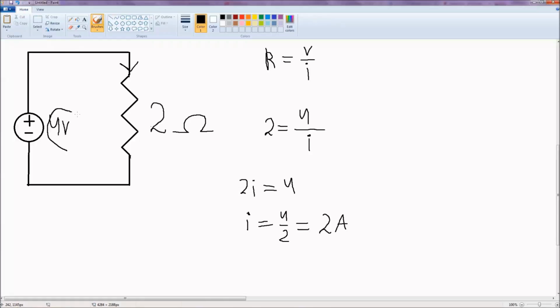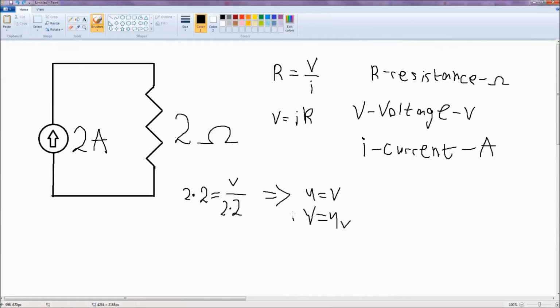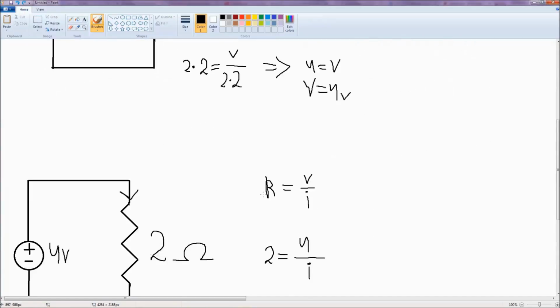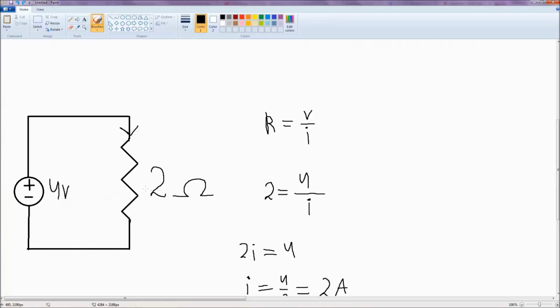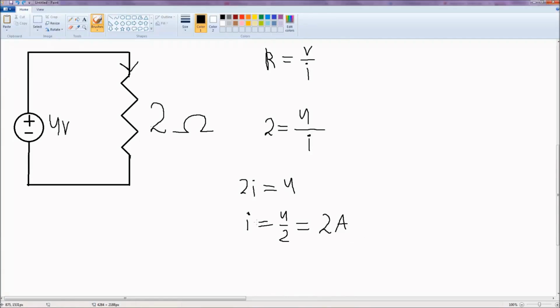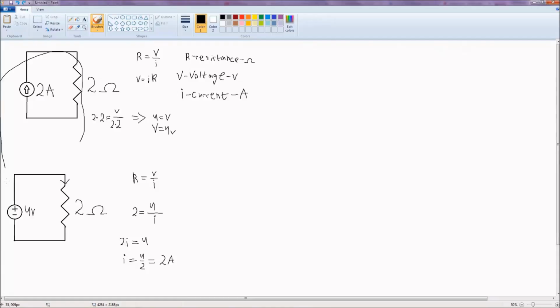And this is basically the same number we got in our previous circuit. As you can see, we have 2 amperes here, hence we got 4 volts, and as we had 4 volts here, we got 2 amperes. So these circuits are equivalent, made with different sources, but still equivalent, because we have the same voltage across and the same current across. And that explains Ohm's law.